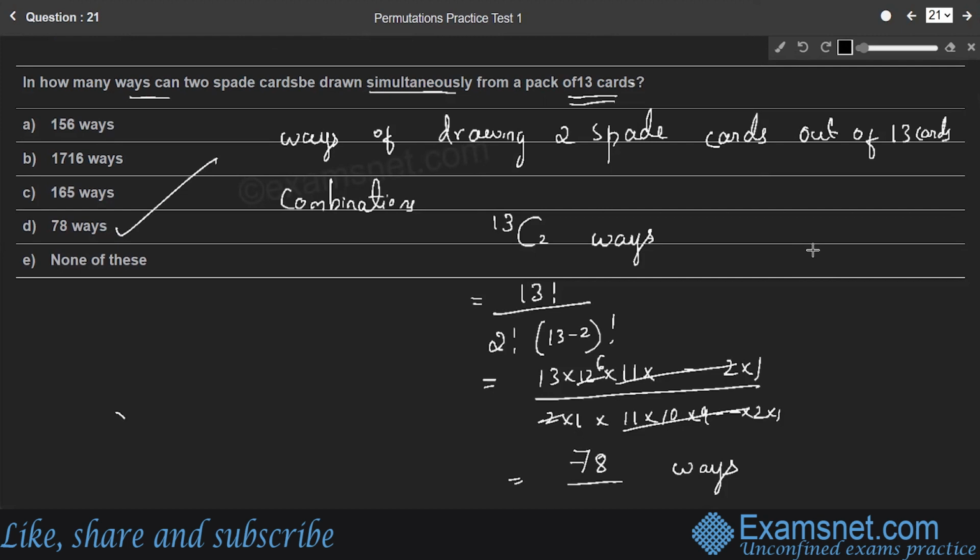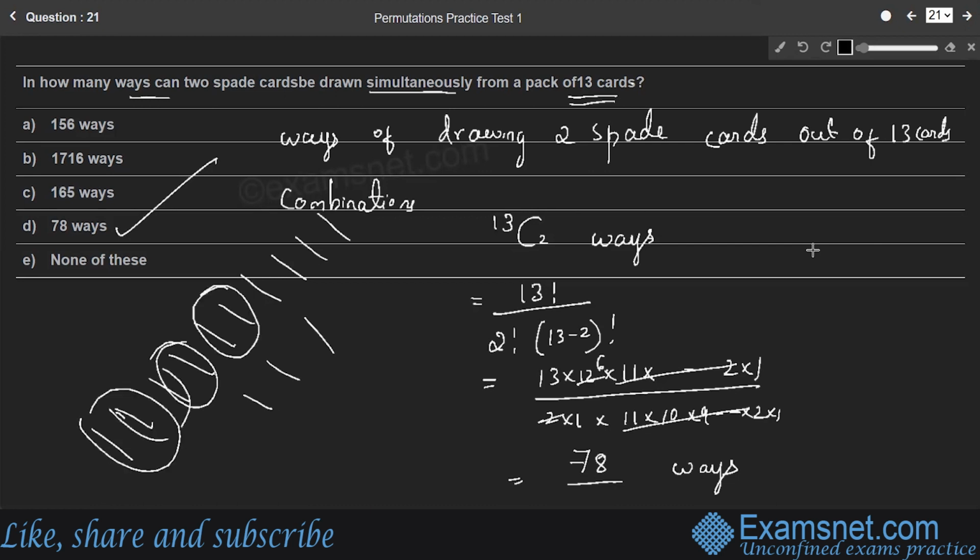That means consider 13 cards, 1, 2, 3, up to 13. Simultaneously, we can choose these 2, or these 2, or first and second, or first and third. Like that, in 78 ways, 2 spade cards can be drawn. Option D.